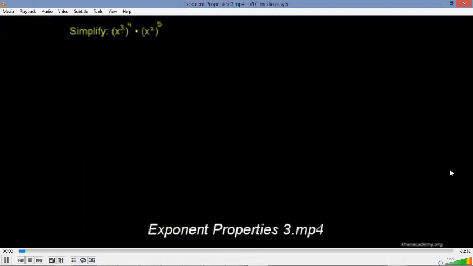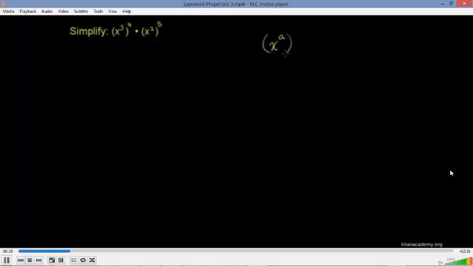Simplify x to the third and then that raised to the fourth power times x squared and then that raised to the fifth power. Now here we're going to use the power property of exponents, sometimes called the power rule, and that just tells us if I have x to the a, and then I raise that to the bth power, this is the same thing as x to the a times b power.